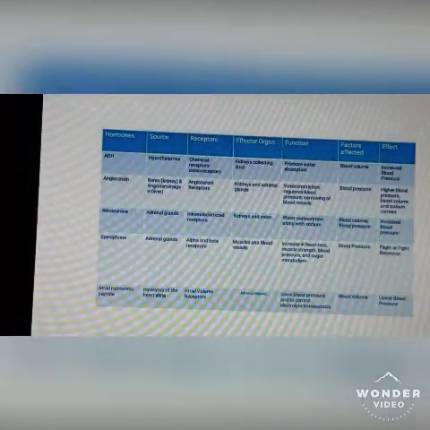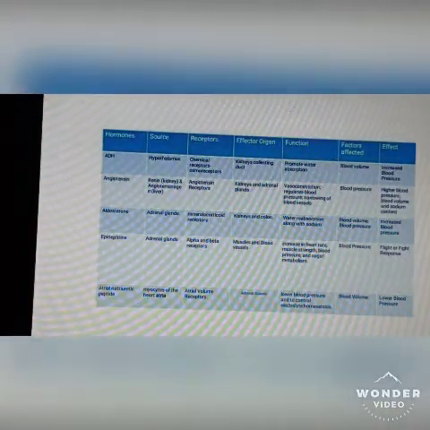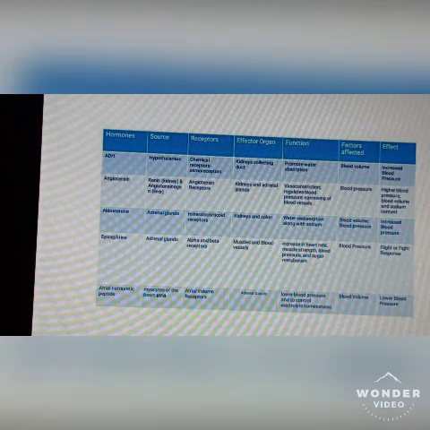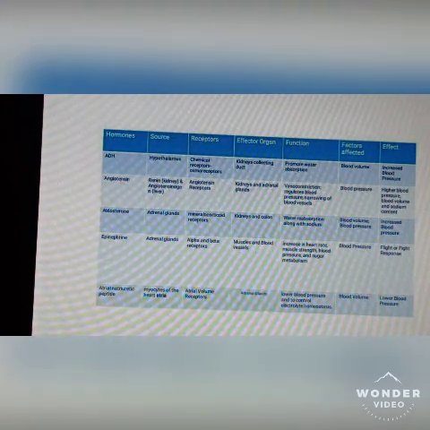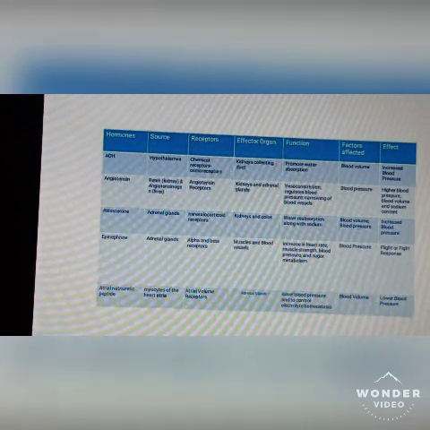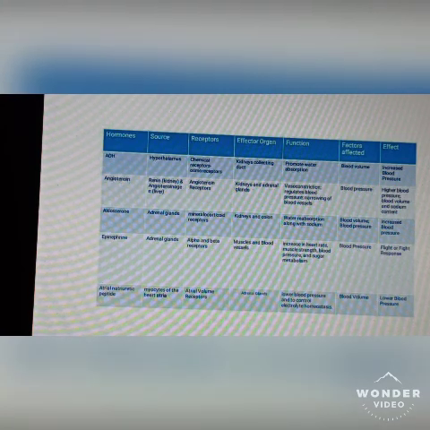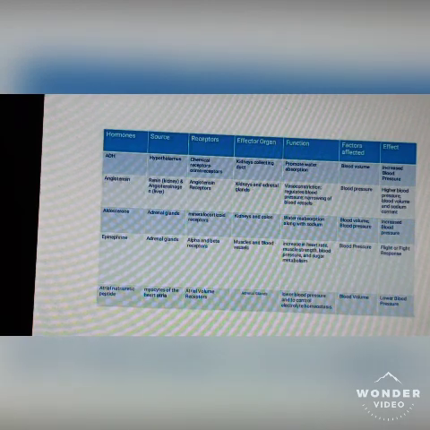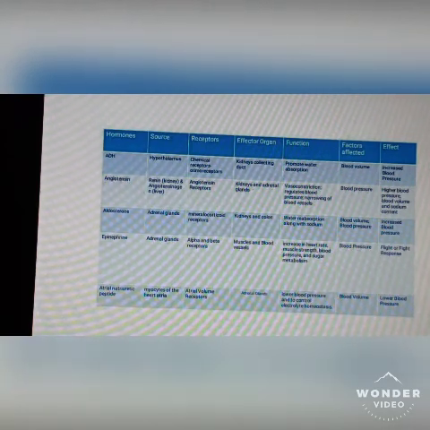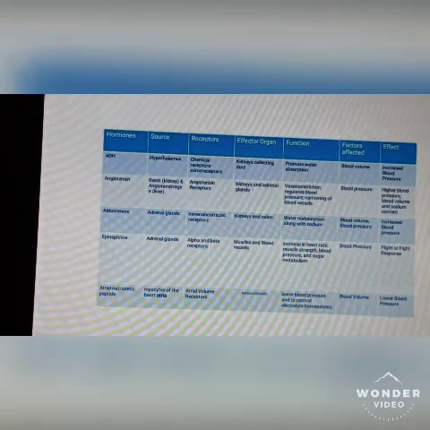So these are the hormones. First, angiotensin. Source: kidney and liver. Receptors: angiotensin receptors. Effector organ: kidneys and adrenal glands. Function: vasoconstriction, regulates blood pressure, narrowing of blood vessels. Factors affected: blood pressure. Effect: higher blood pressure, blood volume, and sodium content.